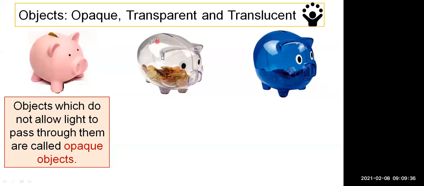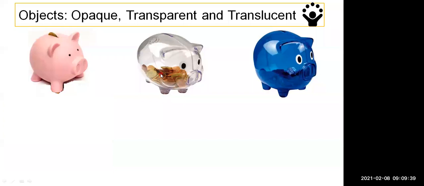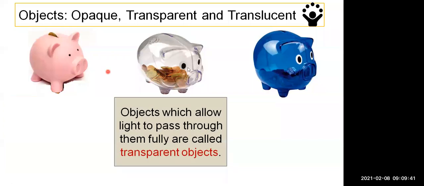Now when we talk about this piggy bank, the object that allows the light to pass through it fully is called a transparent object. Here the light could pass through the piggy bank fully, and that is why we could see the coins clearly, and that is why we call this object a transparent object.